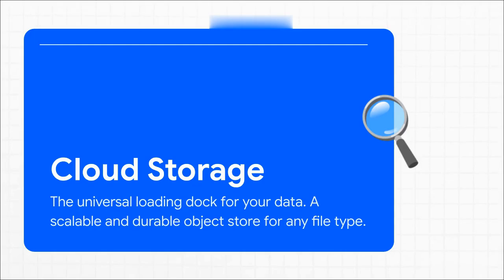Okay, so the whole thing starts the moment a file gets uploaded to a Google Cloud Storage bucket. It could be anything: a CSV, a JSON file, an image, you name it. Just think of Cloud Storage as the universal loading dock for your entire cloud setup. It's super simple, incredibly durable, and it's built for unbelievable scale.